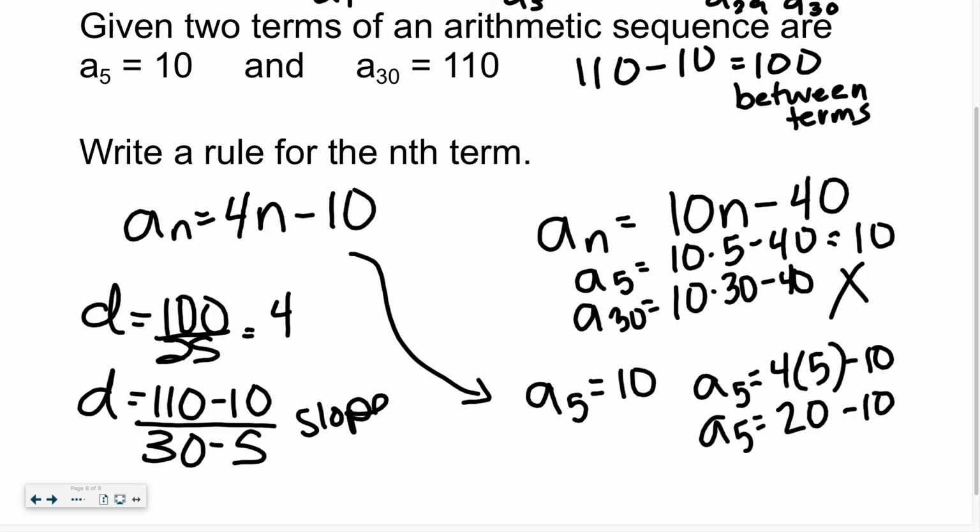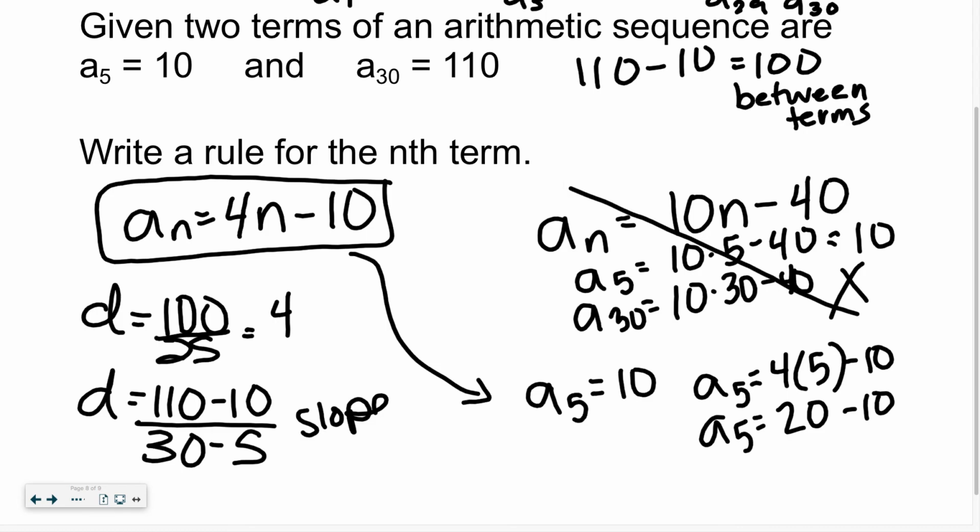Now, we should be wise, and like we did for Kyle's rule, we should check the second one, right? Does it work when you put 30 in for n? 4 times 30 is 120. 120 minus 10 is 110. Does it work? So we'll use that one.